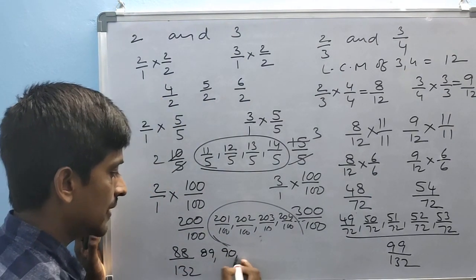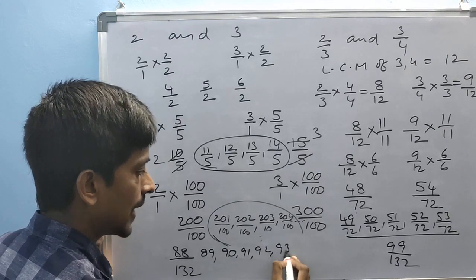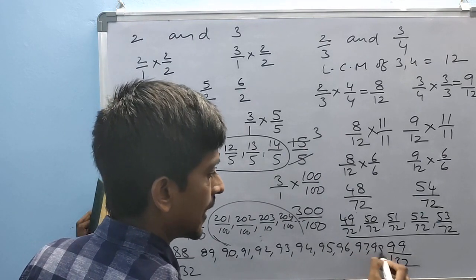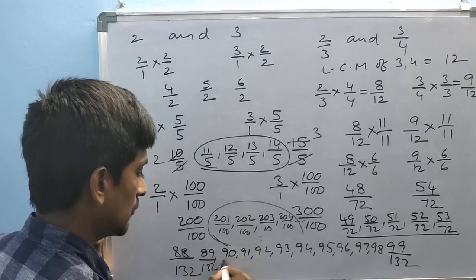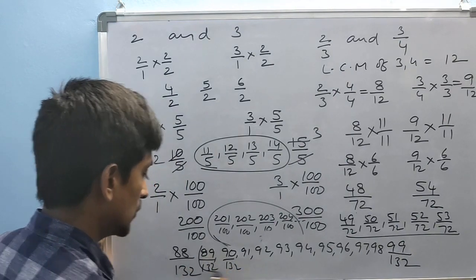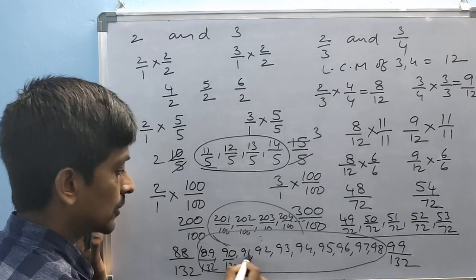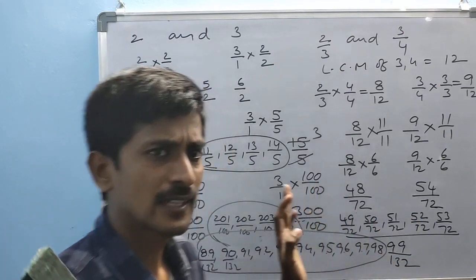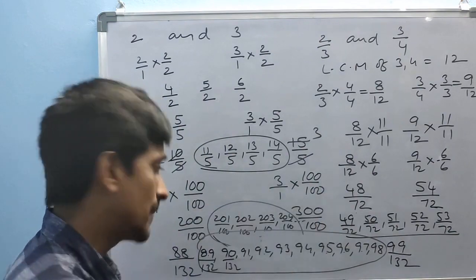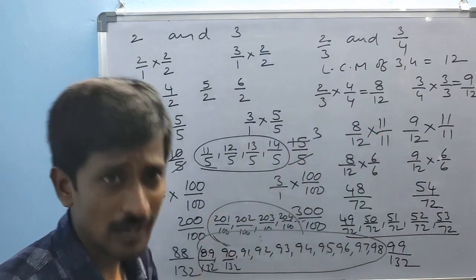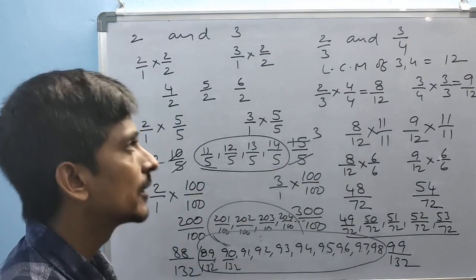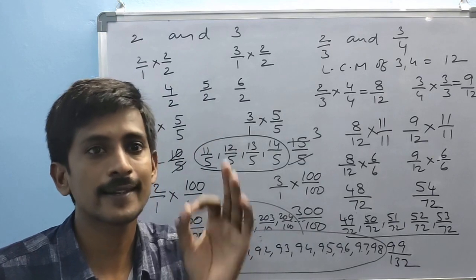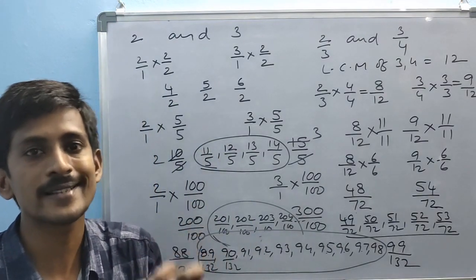89, 90, 91, 92, 93, 94, 95, 96, 97, 98. By 132, 1. So 1, 2, 3, 4, 5, 6, 7, 8, 9, 10. So like that, if you need 100, you multiply both numerator and denominator with 100 plus 1. So how many rational numbers between any two rational numbers? Infinitely many rational numbers between any two rational numbers.